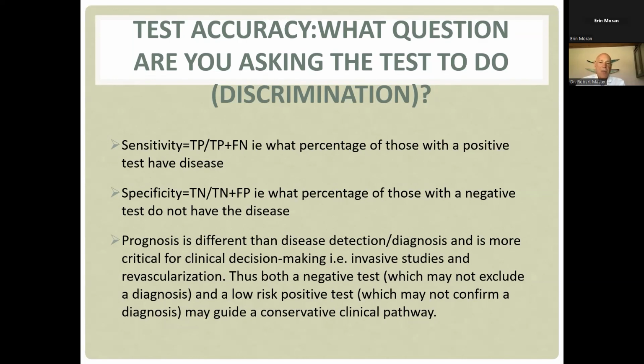Prognosis is different than disease detection and has more to do with decision making, such as, does this patient need invasive studies and do they need revascularization? So a negative test, which may not exclude a diagnosis, and a low-risk positive test, which may not confirm a diagnosis, may guide a conservative clinical pathway. For example, if someone has a positive test or negative test and they can do 15 minutes of exercise, it's unlikely that you're going to improve that by putting in a stent or a bypass. Next slide.